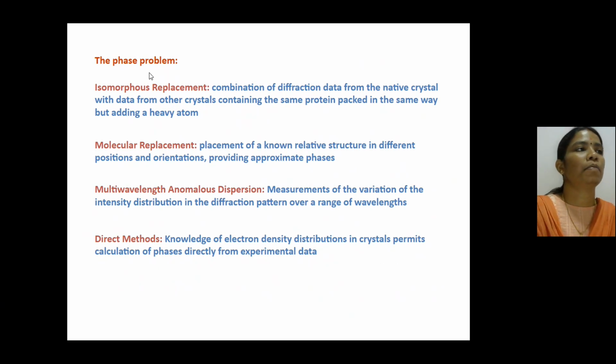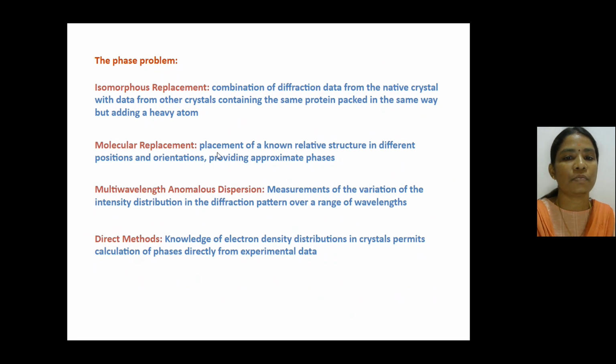So how are the phase problems solved? One method is isomorphous replacement: combining data from the native crystal with data from other crystals containing the same protein packed in the same way, but with a heavy atom added. So you have a crystal with heavy atom and without heavy atom. If you have many crystals and solve the data, you can overlap those electron density maps and get the accurate structure of the protein. Then you can determine, that is calculate, the phase of that protein.